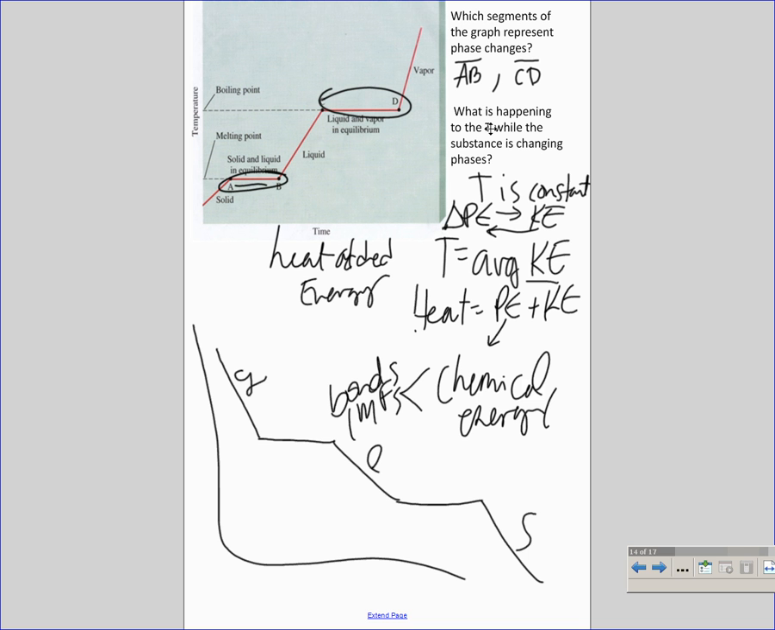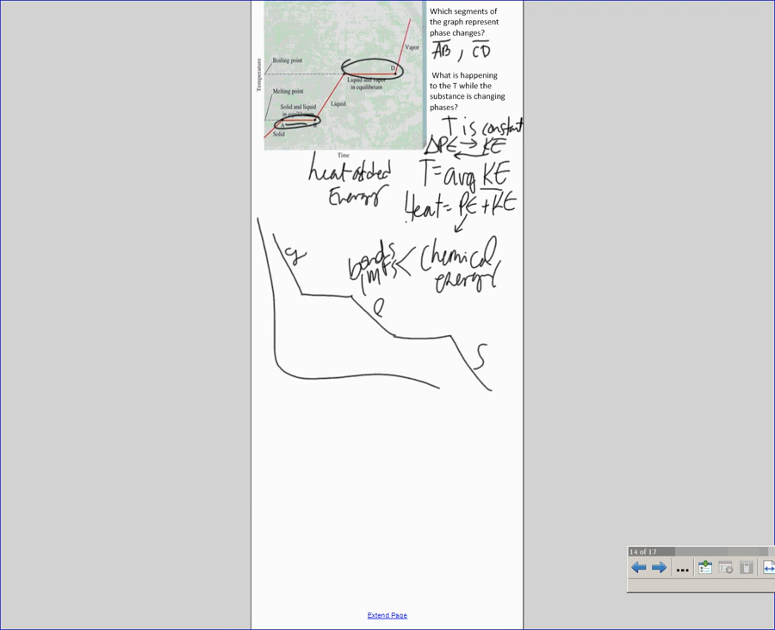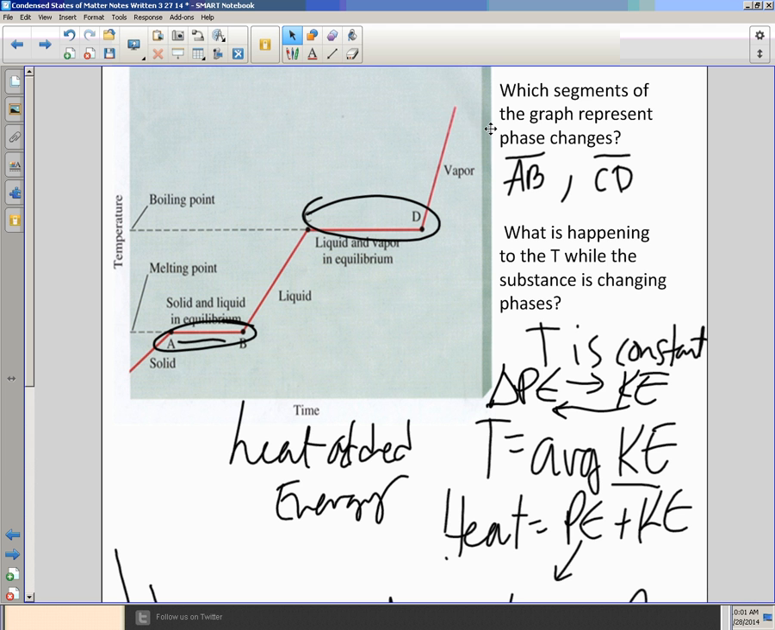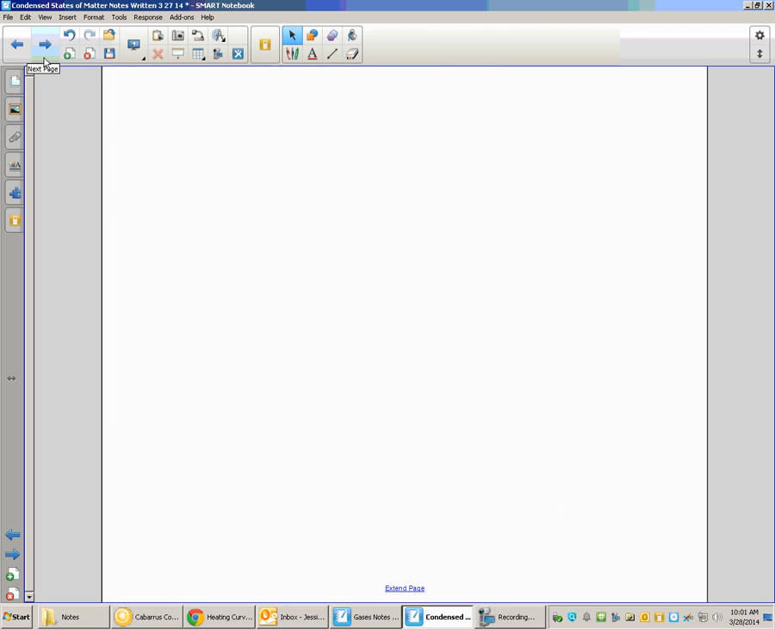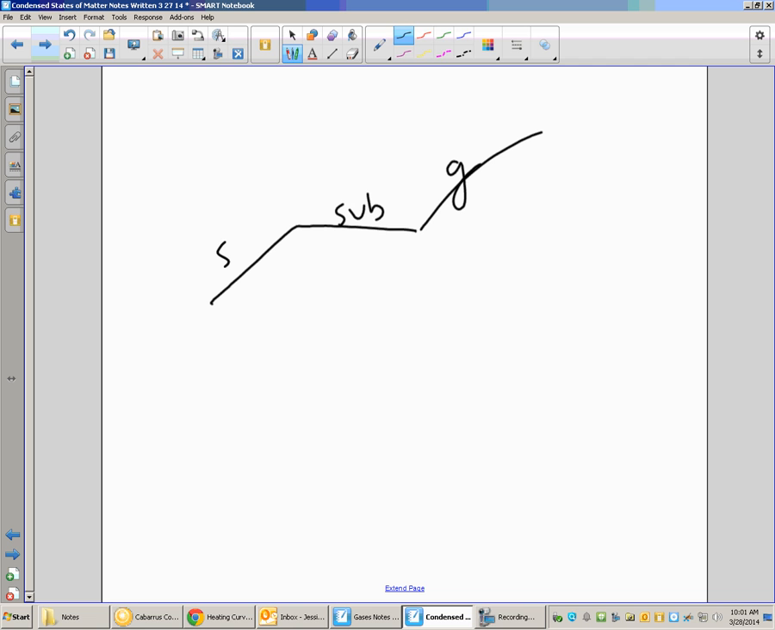All right, what if I was carbon dioxide? How many of these would I have? Two. I would go straight from solid to gas for carbon dioxide at our normal pressure. Okay, it would go from solid, what would this be called? Sublimation to gas. So sometimes it'll tell you specifically you're subliming something and you don't go through liquid, so don't even draw the liquid. You just go straight to what you said you're going to.